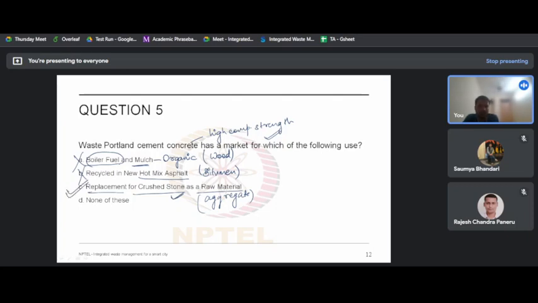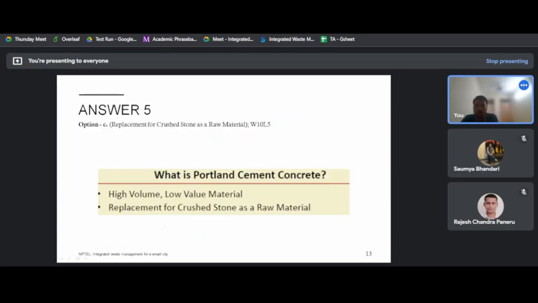Once we have the dislodged cement concrete, we can crush it in a crusher and use it as raw material for replacement for stone. Because for stone, we need to do mining of virgin materials. So we can reduce the mining and depend upon the used concrete. So the answer is option C, replacement for crushed stone as raw material. You can refer to the 5th lecture of this week for this question. Portland cement concrete is a high volume, low value material, so it can be used as crushed stone.